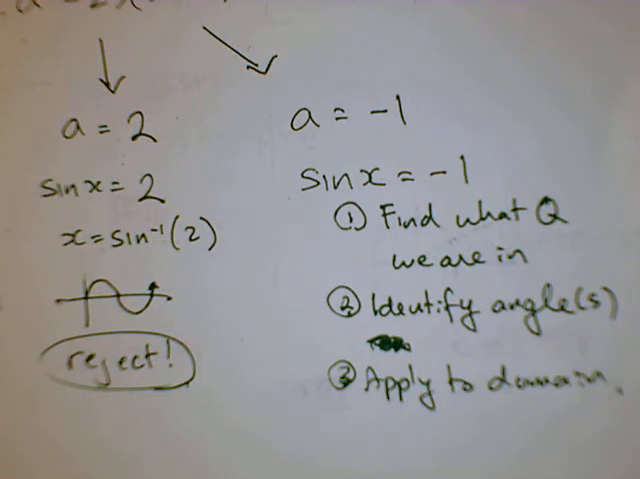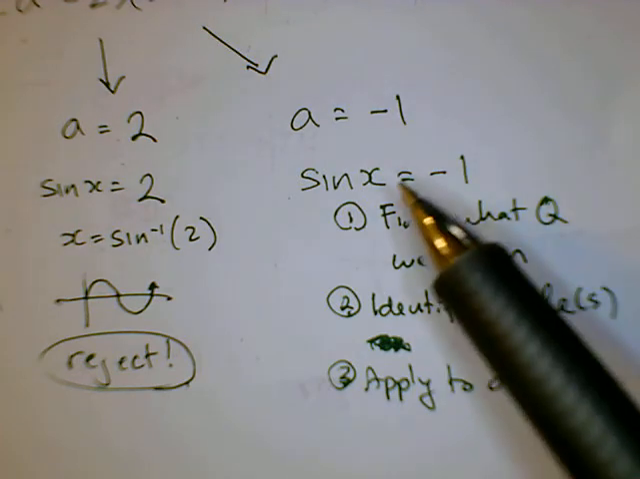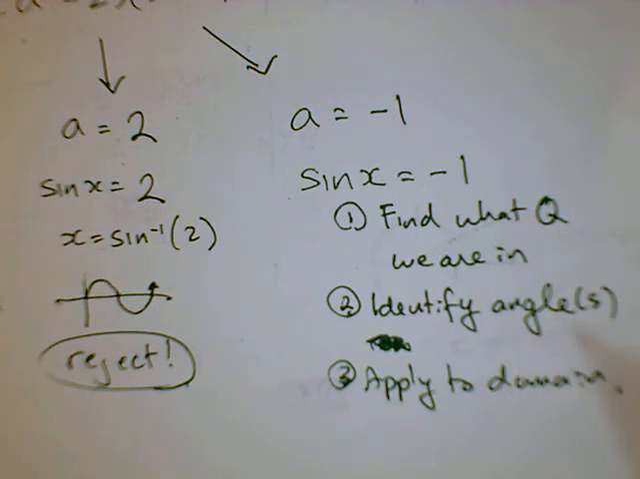Apply to the domain. In this case, it's 4 pi, so 2 circles. If you're not quite sure how to do it based on quadrants or special triangles, maybe the graphing might help you. Yes? What if it's not in a quadrant? Good. It's not in a single quadrant, rather.